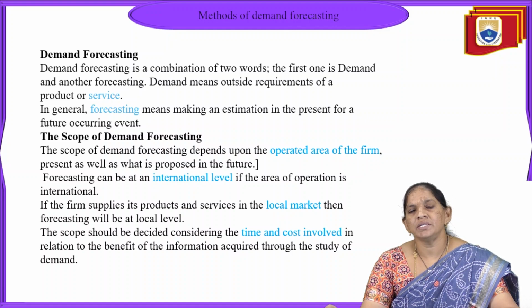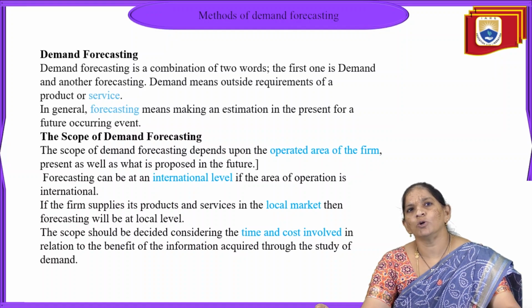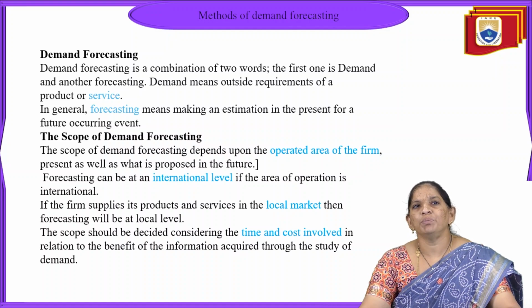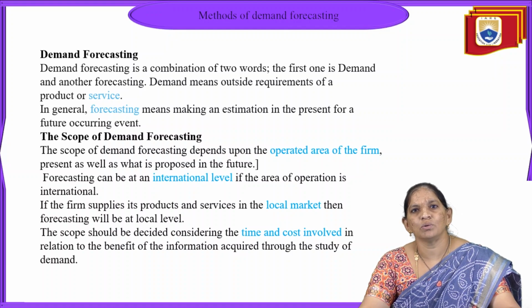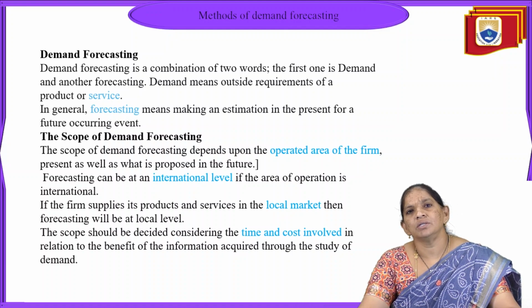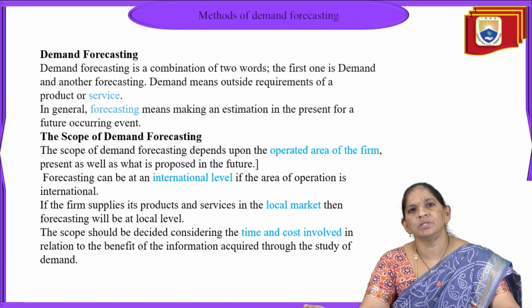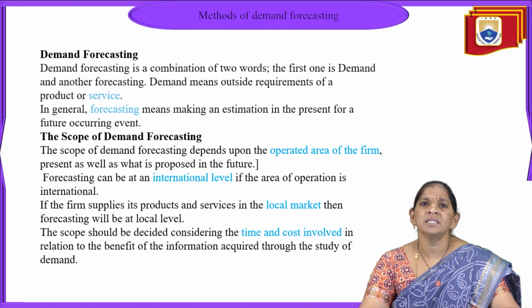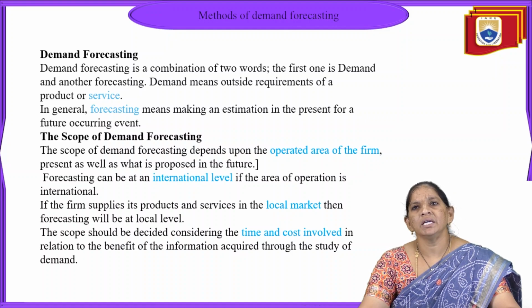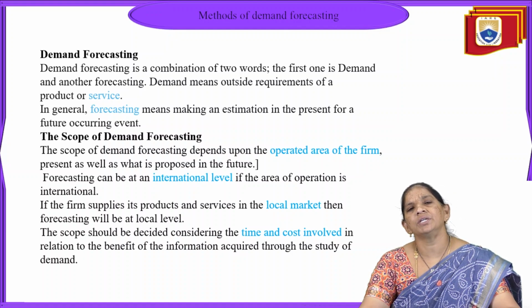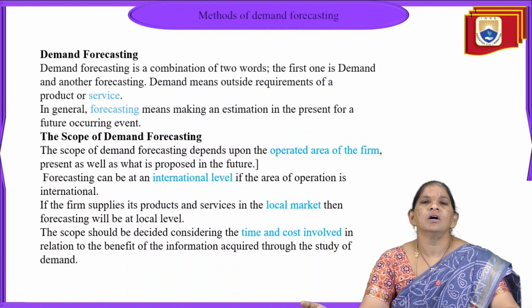As we know, demand forecasting is a combination of two words, demand and forecasting. Demand means the requirement for a product or service, or what the people or public want of certain goods in the market. In general, forecasting means making an estimation in the present for future events, meaning future prediction. We predict what will happen in the future, so we call it forecasting.